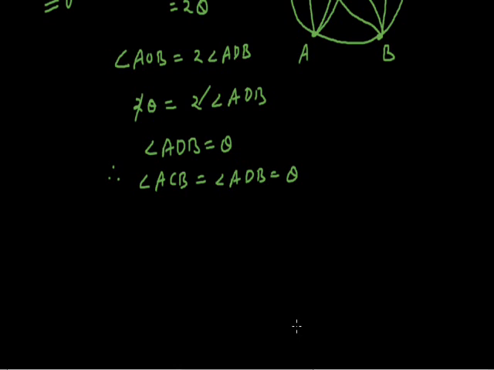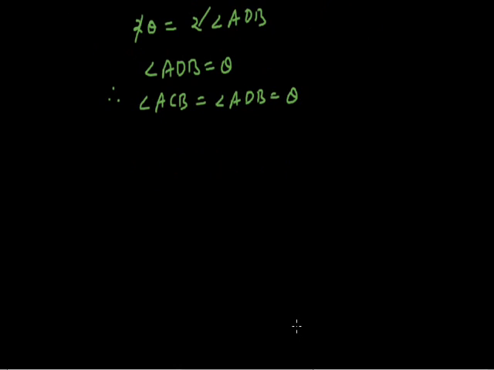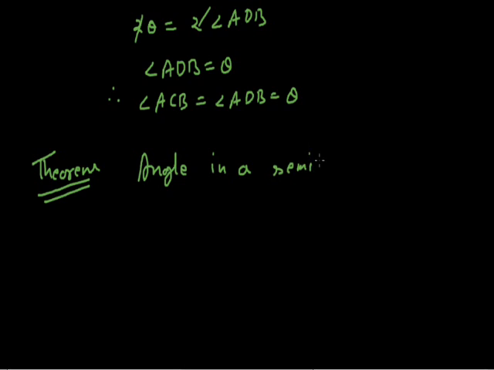Now we have to prove the next theorem, that is, angle in a semicircle is 90 degrees. Angle in a semicircle is 90 degrees.